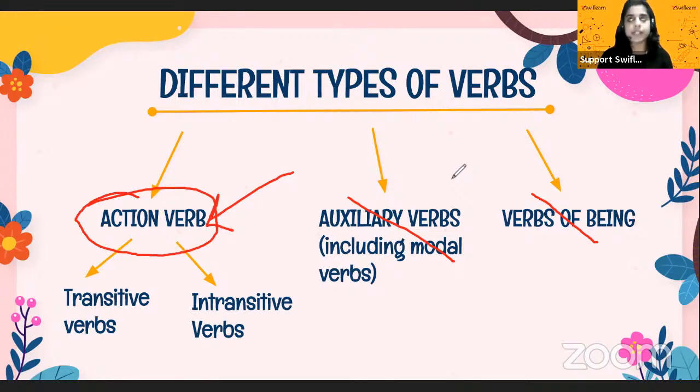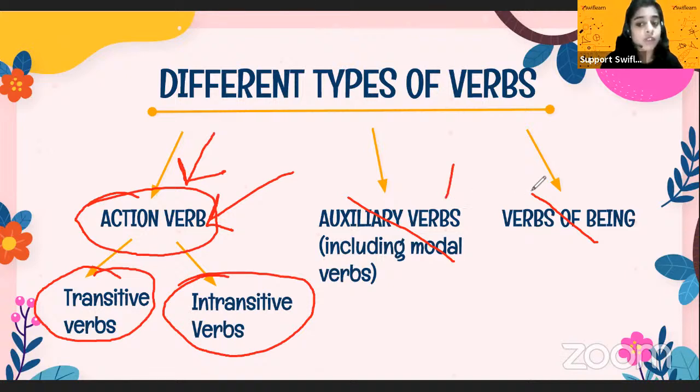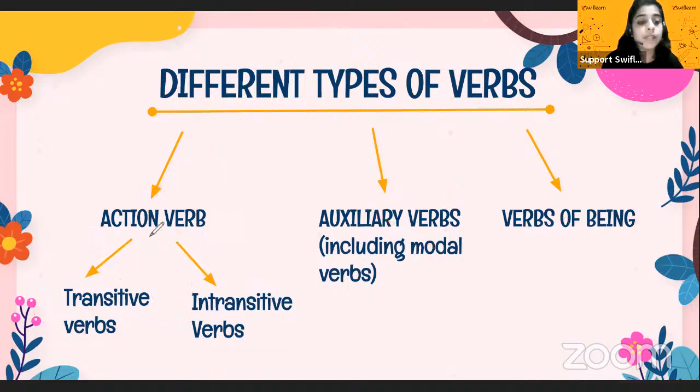Let's say I am giving you an example. Ria is playing in the garden. Now, Ria is playing. Where is the action verb? Playing. Now, this action verb that I have used in my sentence could be of two types. First type is transitive verb and the second type is intransitive verb. I am talking about your main verb right now. So forget about auxiliary verbs and verbs of being right now. I am talking about action verbs. So your action verb can be of two types, transitive and intransitive.